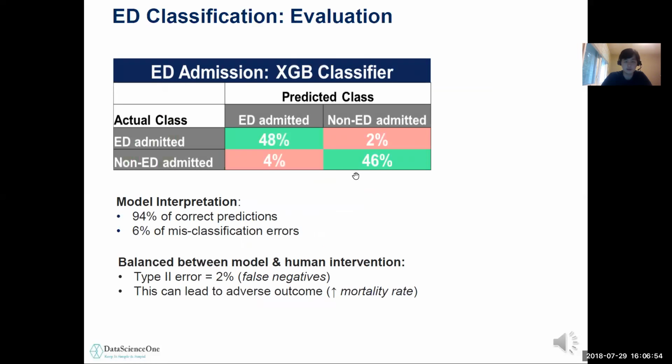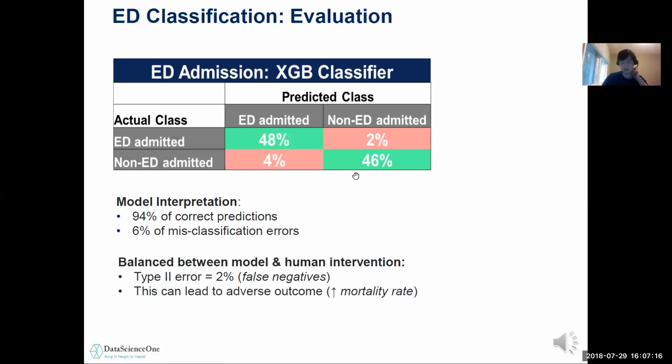So now, let's talk about model evaluation in terms of the confusion matrix. Here is the confusion matrix of the XGBoost classifier. The interpretation here is that 94% of predictions were correct on both the ED admitted cases and the non-ED admitted cases. And about 6% misclassification error rate was detected.